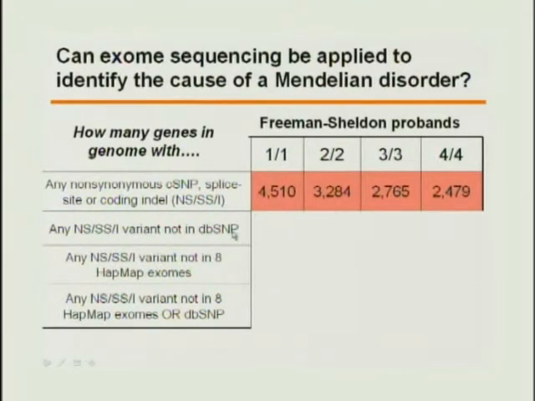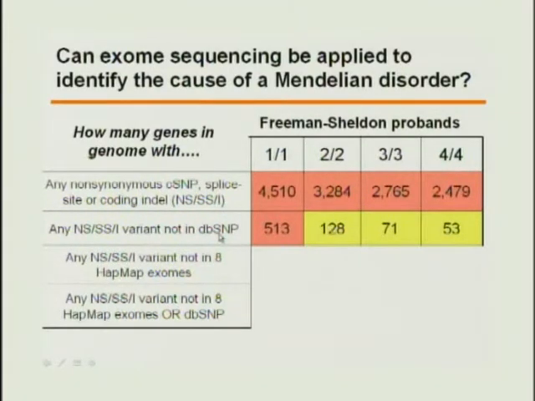Now, if we use public SNP databases as the filter to remove common variants, this essentially is pretty powerful. So with just 4 individuals, we can get down to 53 candidate genes for the disease, where all 4 individuals have a variant that is non-synonymous and not represented in dbSNP.